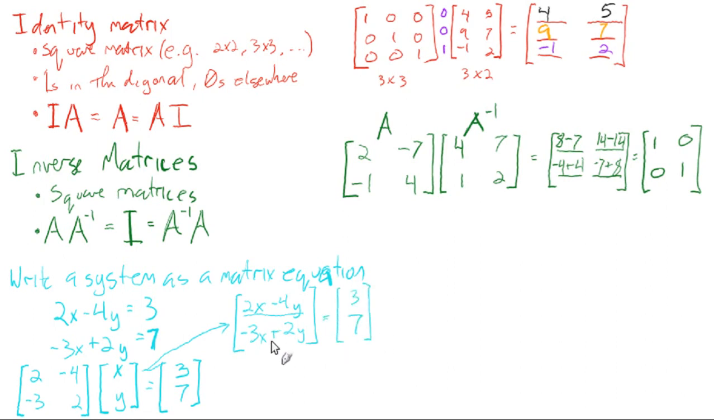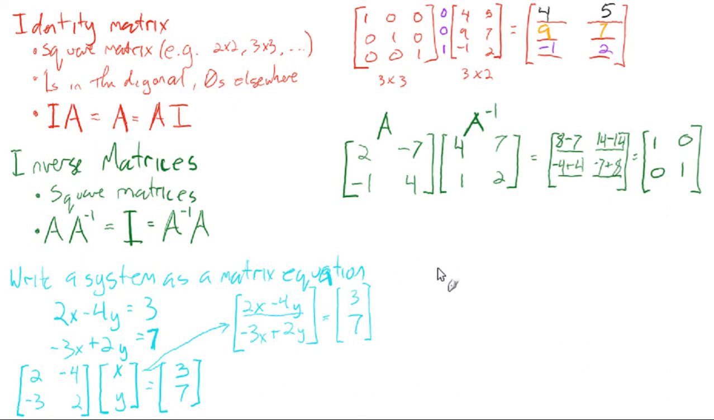And if two matrices are equal, it implies that they are the same dimensions. This is a 2 by 1, and this is a 2 by 1. And that each entry is identical. So this must be equal to 3. That's what this equation says. And this entry must be equal to 7. And that's what this equation says. So all we've done is take this information and write it in a matrix equation. It's identical. Okay. So let's do a slightly more complicated one.